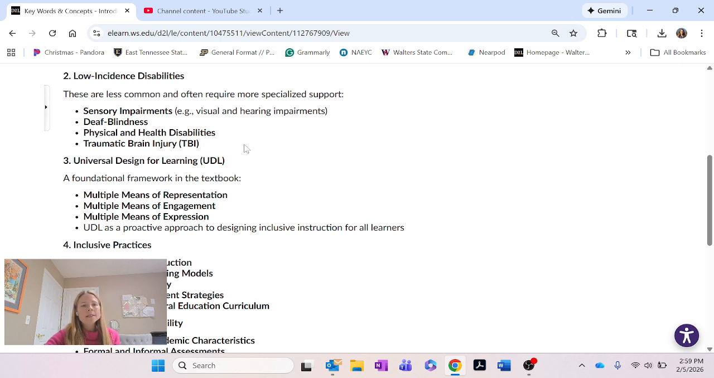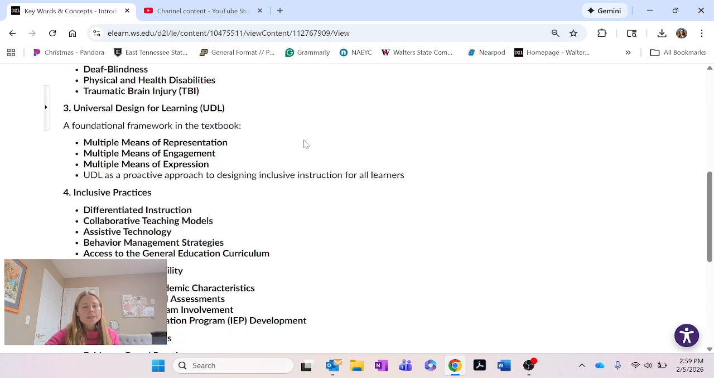So what kind of disabilities do you see under this category, low incidence? Well, there's sensory impairments such as visual and hearing impairments. They're deaf, or they're blind, or they could be both, deaf blind. They could be physical and health disabilities. Even traumatic brain injury can fall under this category.